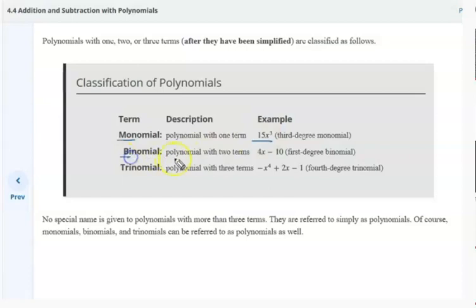Binomial, bi, is two terms, and here this is 0, this is 1, so our degree is 1. Here's a trinomial. Now we have a 3-term polynomial, and the degree of this is 4. This is 1, and this is 0. But the degree now of this expression is only 4.